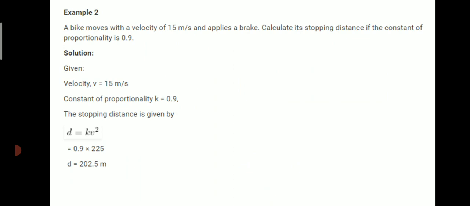This is example number 2, in which we have calculated the stopping distance d is equal to k v square by using this formula. So d is evaluated as 202.5 meters, for which we have provided velocity is equal to 15 meters per second and constant of proportionality k is equal to 0.9.